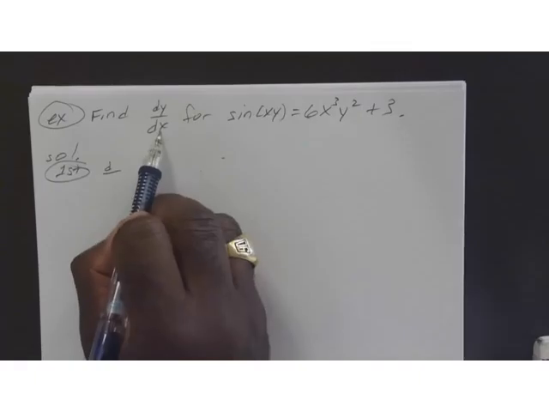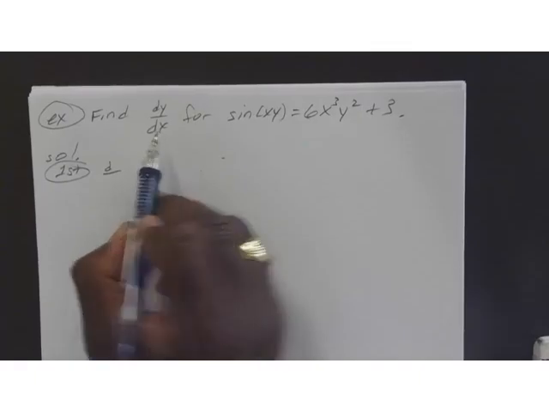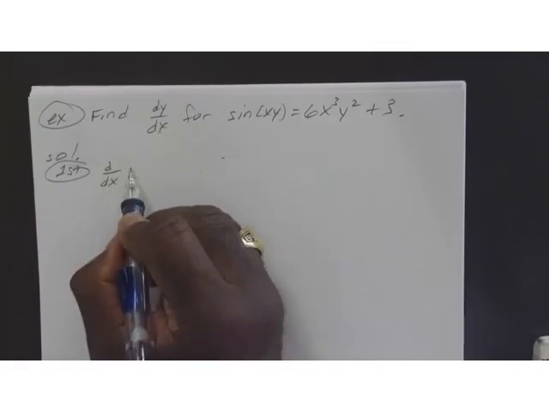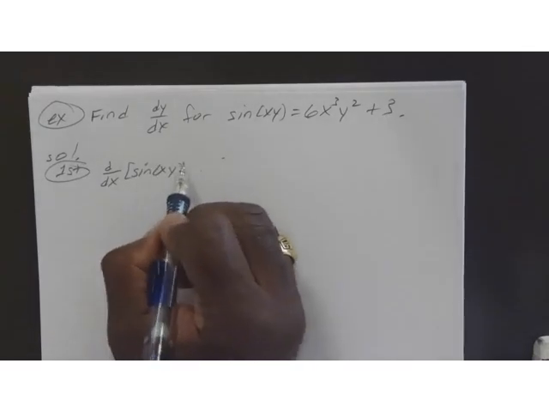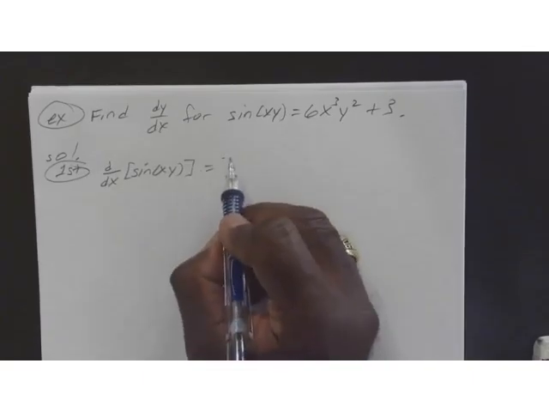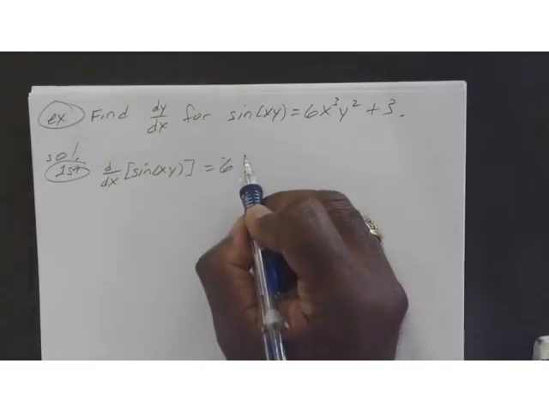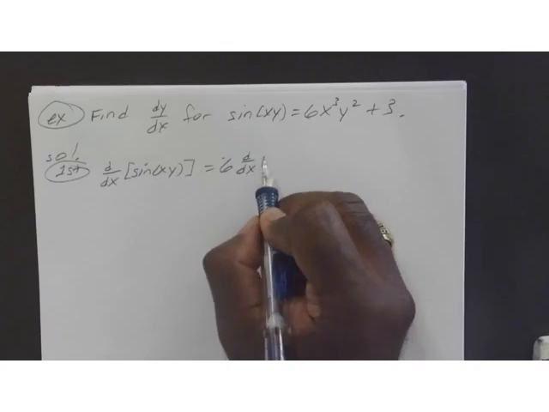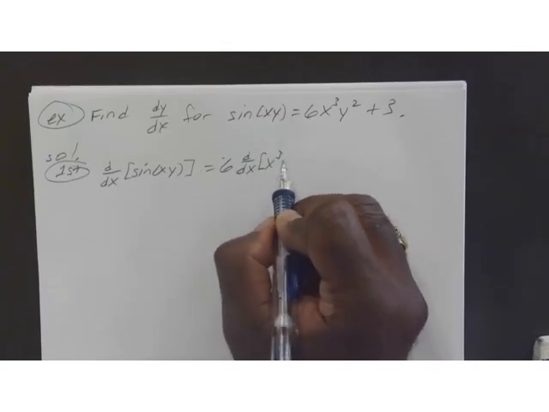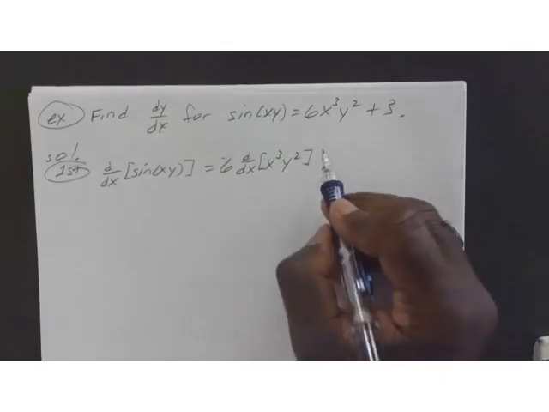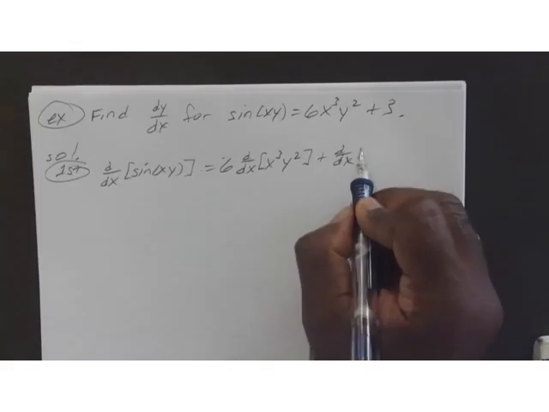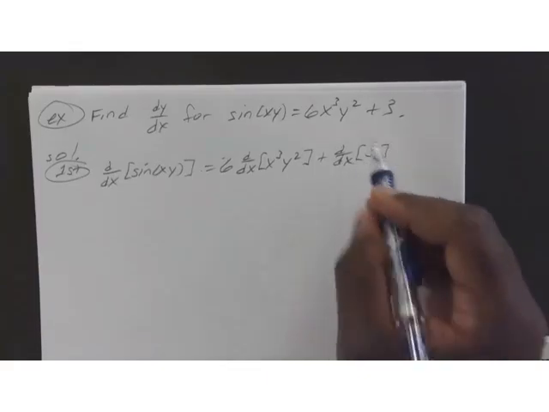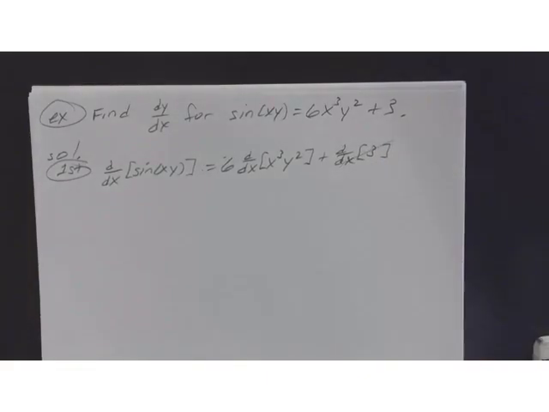So again, we know we're looking for the derivative with respect to x. Sine of x times y is equal to 6 times the derivative of x to the third power times y squared, plus the derivative with respect to x of 3, which we already know is just going to be 0, since the derivative of a constant is always 0.